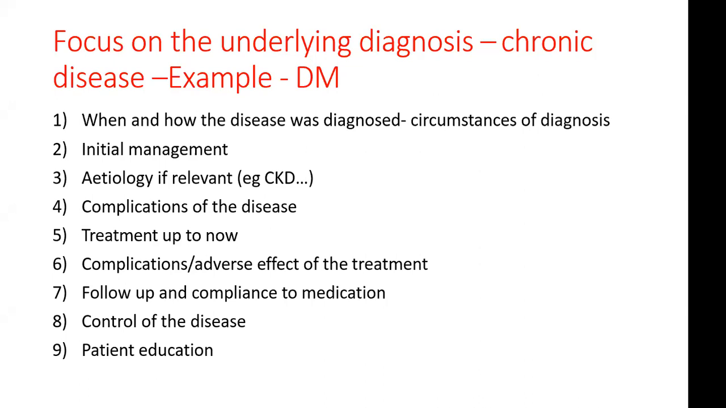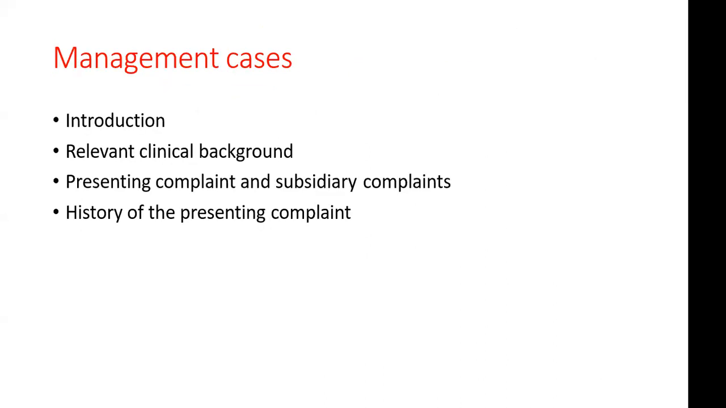The maximum complexity you will get is maybe 2 or 3 chronic conditions in one patient. Okay, but make sure that you describe in detail these 9 points that I am going to describe for the most important chronic condition causing the current presentation. Right, now we take a simple example. Cellulitis in a patient, diabetes patient.